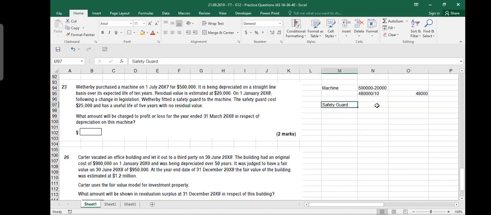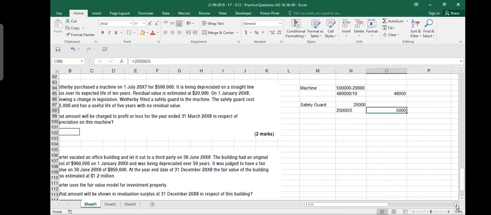And when I talk about the safety guard, it is 25,000 in value and it has zero residual value. So it means that all 25,000 will be depreciated over a life of 5 years, because it says the safety guard has a life of 5 years. So now this is my annual depreciation for the machine and this is my annual depreciation for the safety guard.